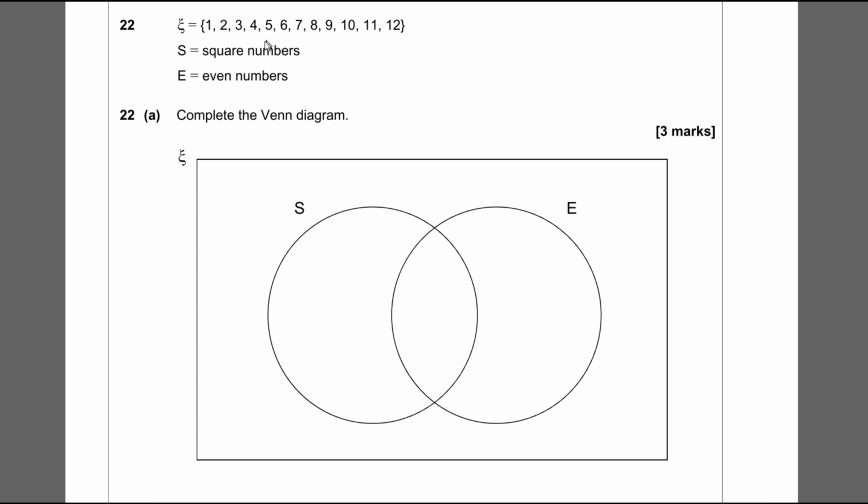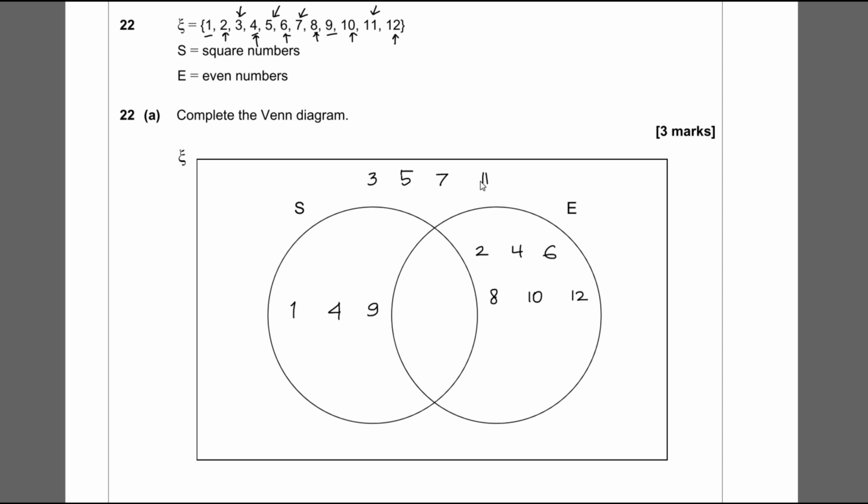So let's put the square numbers first. We have 1 and 4 and 9, the square numbers in S. So let's say 1, 4, and then 9. And then we have the even numbers: 2, 4, 6, 8, 10, and then 12. And what about the rest? 3, 5, 7, 11. They should go outside of these circles, but they will still be in the Venn diagram. So we have 3 here, 5, 7, 11.